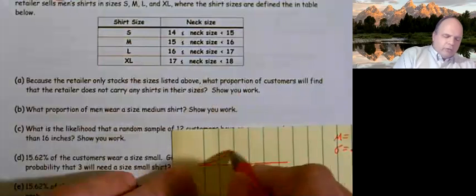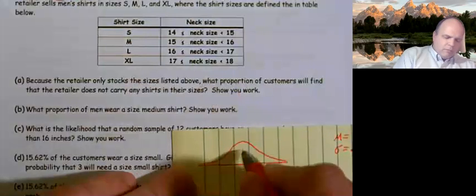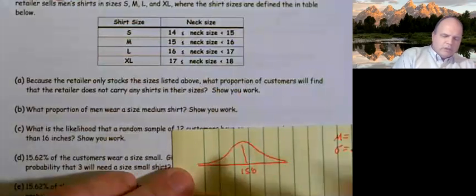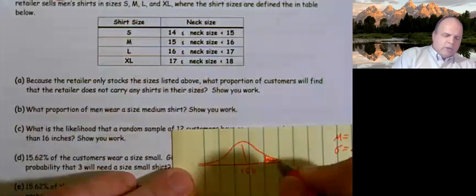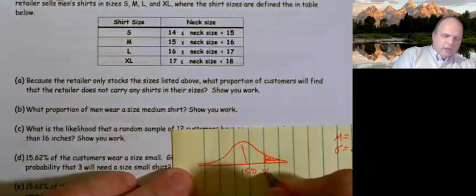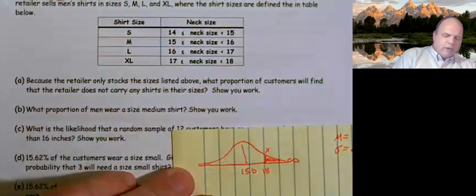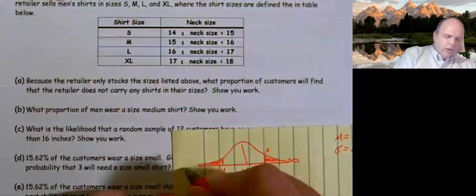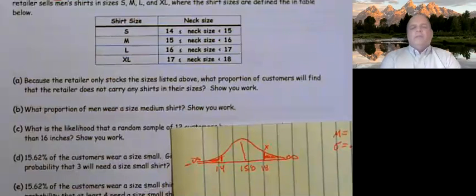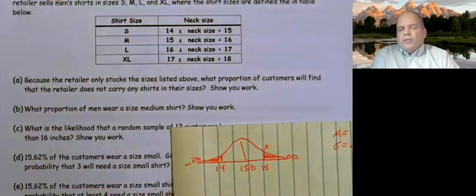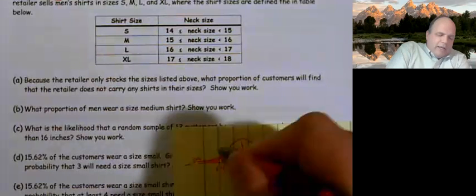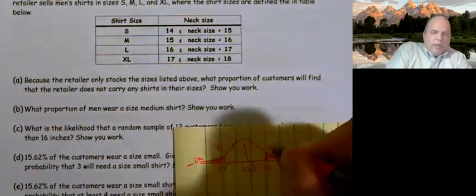So let's draw a picture of this. The mean is 15.8. And right here we have 18 to infinity. And right here, we have 14 to negative infinity. So there's a couple different ways you can go about this. I'm probably going to go about it the more, I don't know if it's more complex, but it's probably a little bit more complex, but it's just the way I think about it.